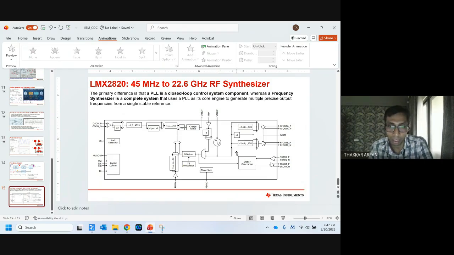Then comes the noise, right? The noise part I have not explained here, but what happens is, until the bandwidth of the PLL, like an amplifier will have UGB, right? Until the UGB is there, the amplifier will keep amplifying the signal. After that, it will attenuate, right?